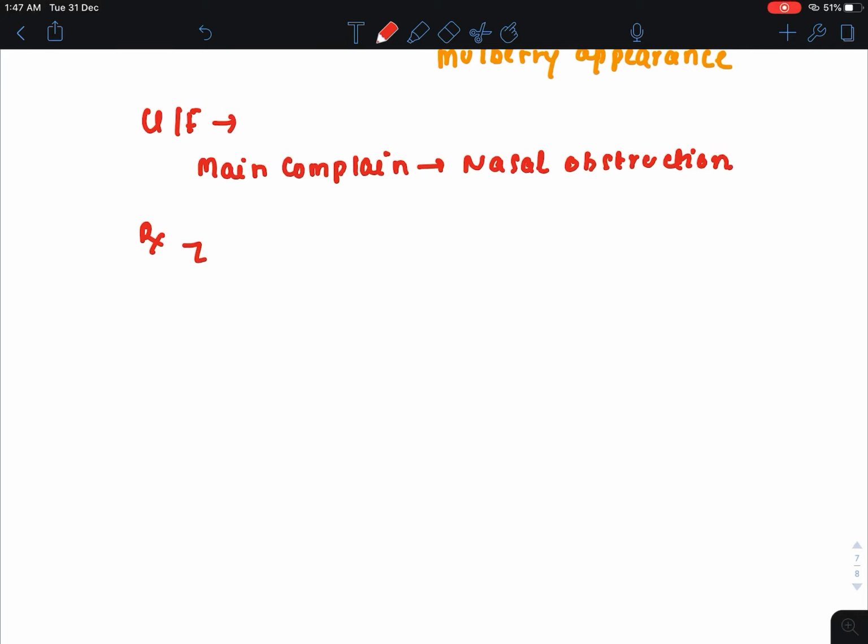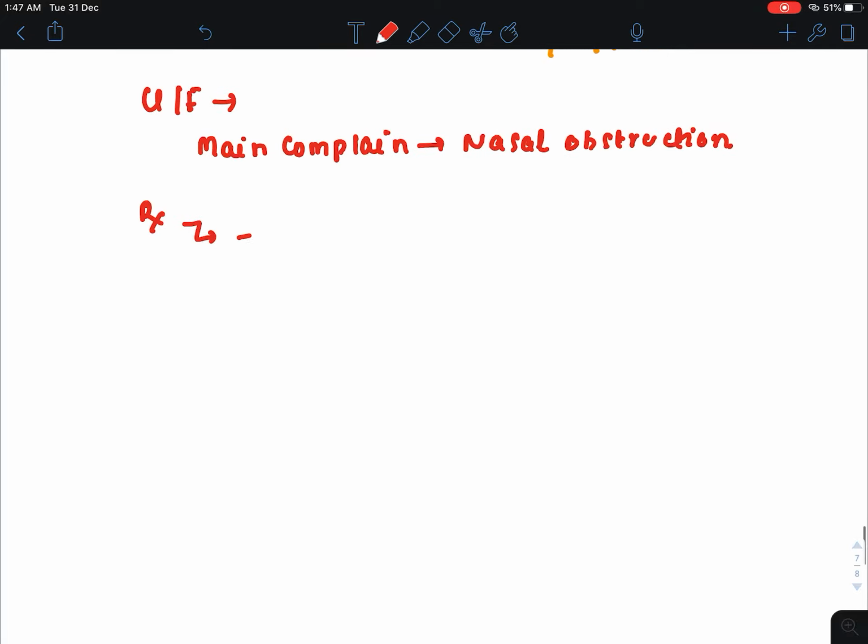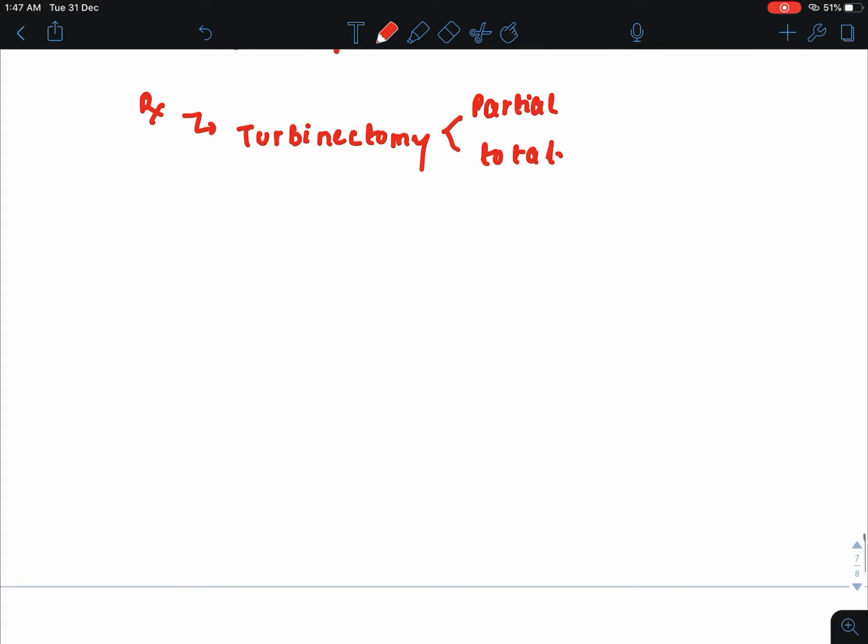So the treatment will be turbinectomy. Turbinectomy can be partial or total. Okay, so how is turbinectomy done? It is done by laser surgery or cryosurgery or by the use of diathermy or by using radio frequency.